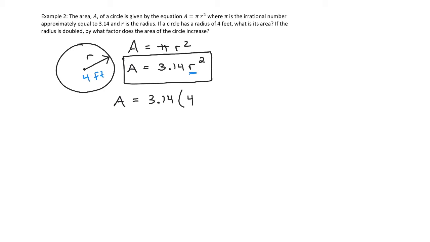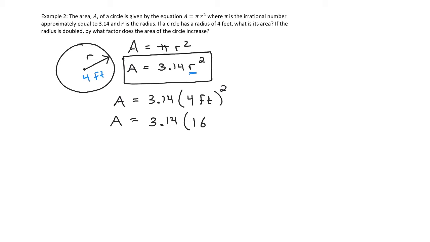I'll put in 4. Technically it's 4 feet, so I'm just going to write the unit of measurement with this as well. So 4 feet squared. The last thing to do is take this and simplify it down to a single number. So let's see. 3.14 we'll deal with last, but we're squaring 4, and 4 squared is 16.